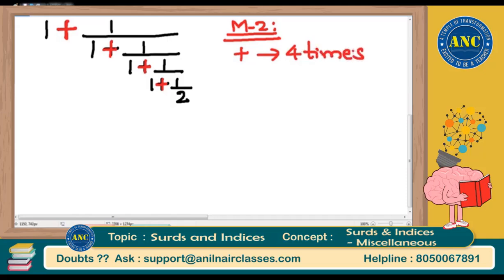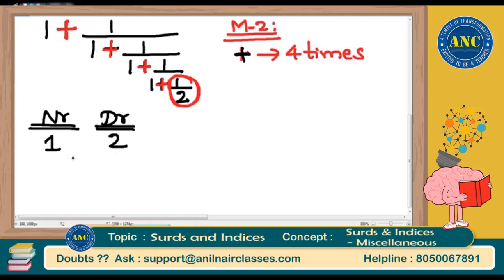Now listen carefully. Take the last fraction. Last fraction is 1 by 2. In 1 by 2, numerator is how much? 1. Denominator is how much? 2. In 1 by 2, numerator is 1, denominator is 2. And think logically, sir. Plus is written how many times? Plus is there 4 times. That means you should also add the consecutive terms 4 times.